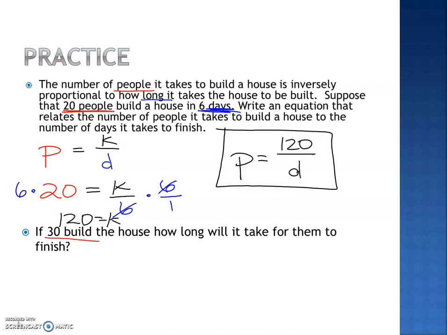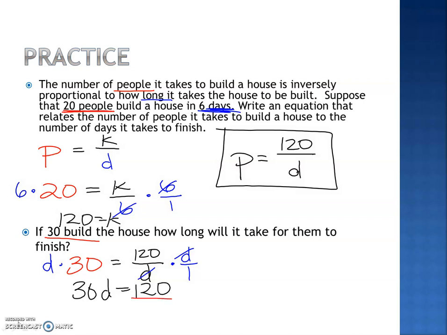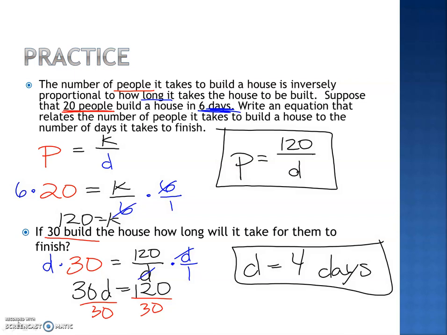And then again, along with that equation, they're going to ask you another question. So it said, hey, it took 30 people to build the house. How long is it going to take? Well, I can plug in 30 for my P, and that equals 120 divided by D. Remember, the first step for this is we have to multiply both sides by D. Get those to cancel. Okay, means I got to multiply this side times D. So I get 30D equals 120. Now I can divide by 30 on both sides, and I get that D equals 4. So it's going to take 4 days to build that house. I feel like that might be a little bit quick. Maybe I should adjust my numbers. Okay, but that's how it'll work if they ask you to write an equation.